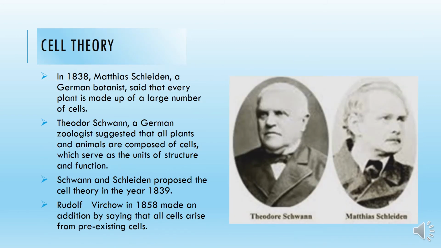So let's see about the cell theory. The cell theory was proposed by Matthias Schleiden and Theodor Schwann. First, Matthias Schleiden in 1838, a German botanist, said that every plant is made up of a large number of cells. Then one year later, Theodor Schwann, a German zoologist, suggested that all plants and animals are composed of cells which serve as the unit of structure and function.